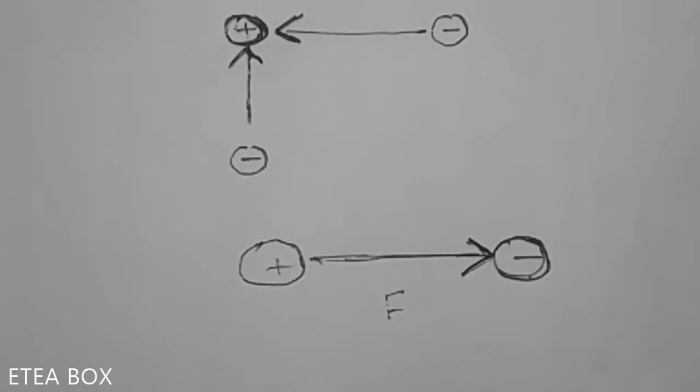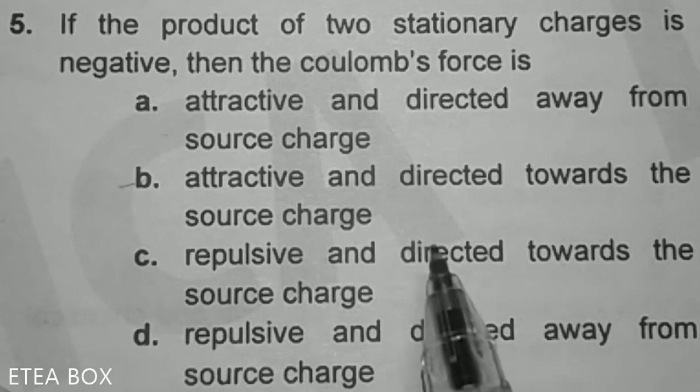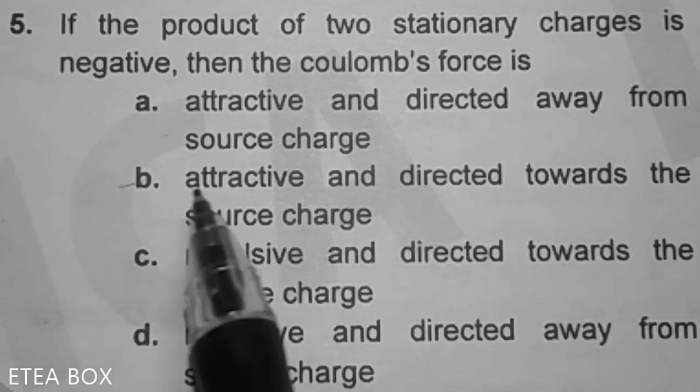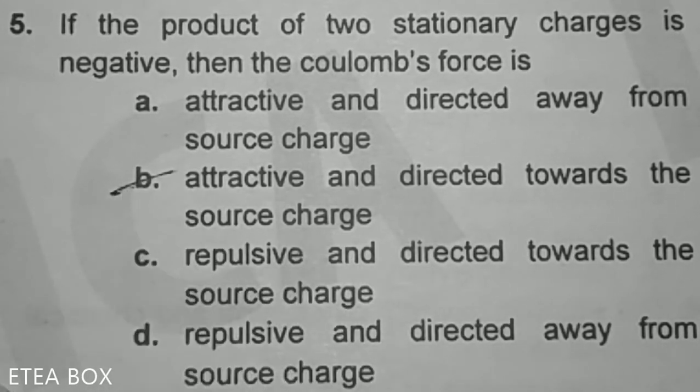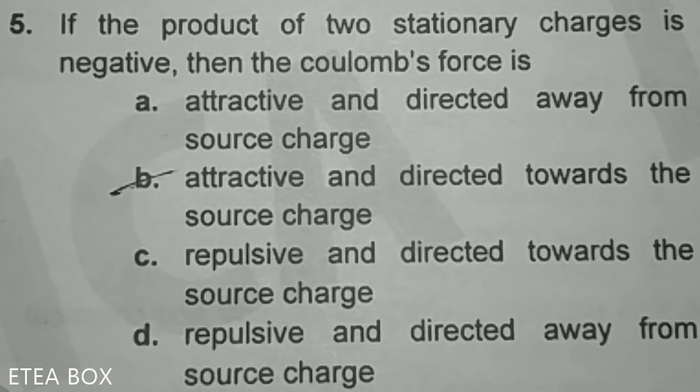So look at the options. The product of stationary charges is negative. It means that the force must be attractive and directed toward the source charge. So here option B is correct. The coulomb force is attractive and it is directed toward the source charge.